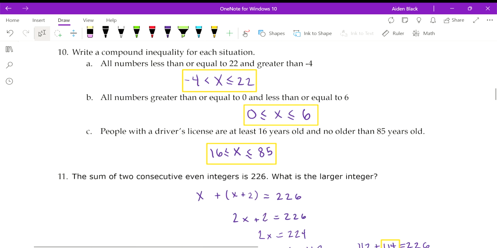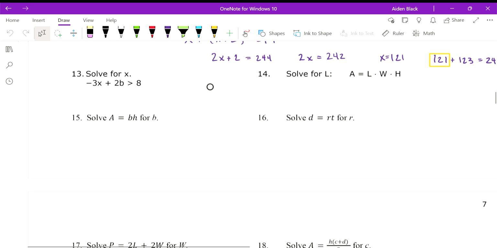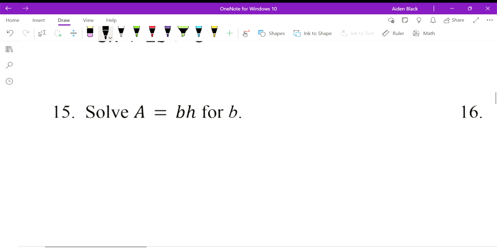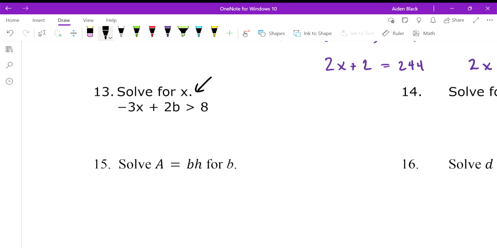Okay, on page 6, we have questions 13, 14, 15, 16, and then on the next page, 17 and 18. These are just literal equations. So it's asking you to solve for a given variable, which just means isolate that variable. So for this first one here, notice we're trying to get x by itself.